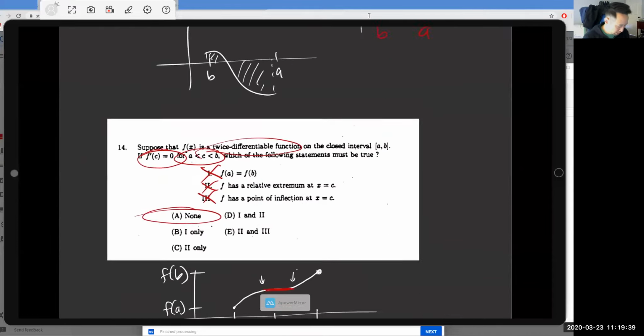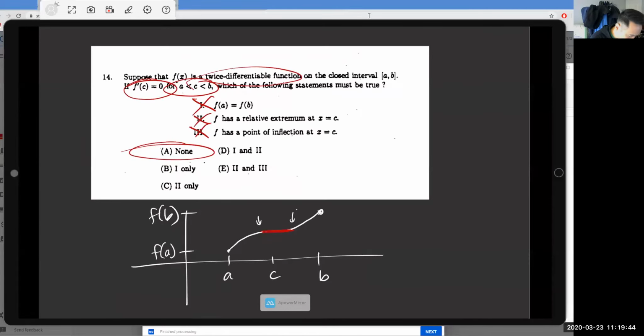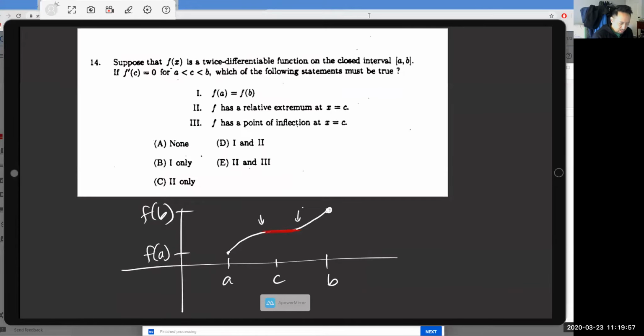Okay. Number 14, I did my work here. Suppose f of x is a twice differentiable function, blah, blah, blah. I'm assuming you guys read it. Which of the following statements must be true? This is the only thing I need to consider for this problem. F prime of c is equal to 0. There is a horizontal slope there. And the value of c is between a and b, okay? That's it. It's twice differentiable, which means you can take the derivative twice. It's continuous, no holes, and all that good stuff.